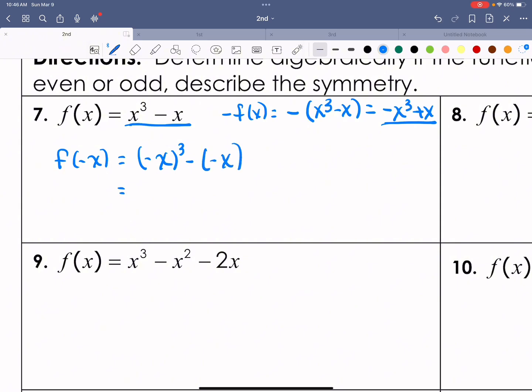Now let's simplify. Negative x cubed, anytime you cube something negative, it remains negative. Negative times negative is positive x. All right, now which one does this match? Well, it matches this one over here. So that means it is odd, which means it is symmetric about the origin.